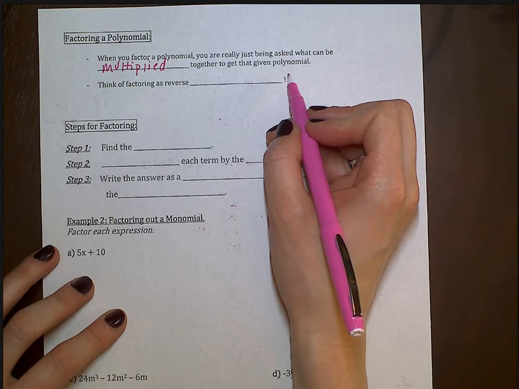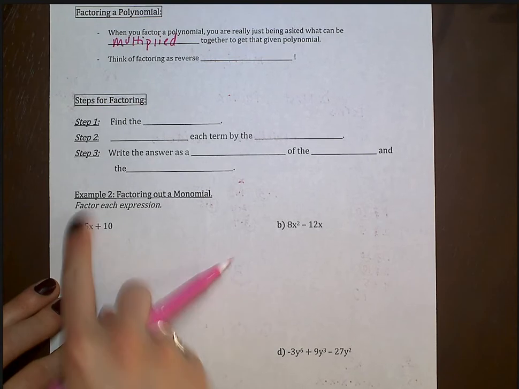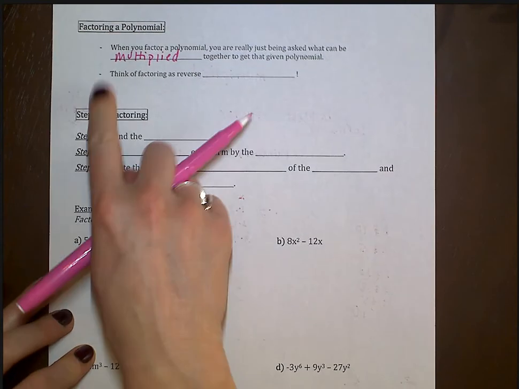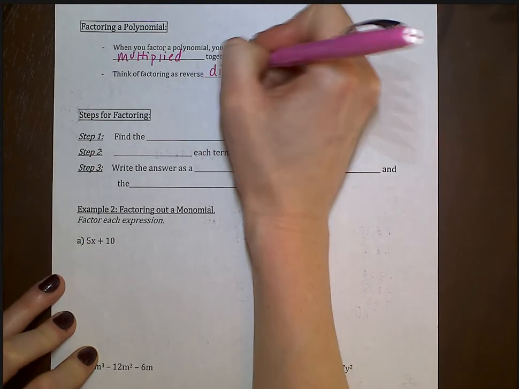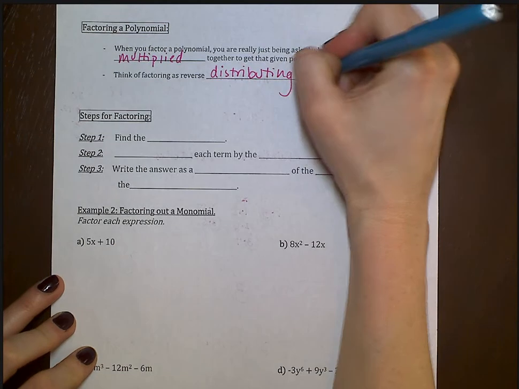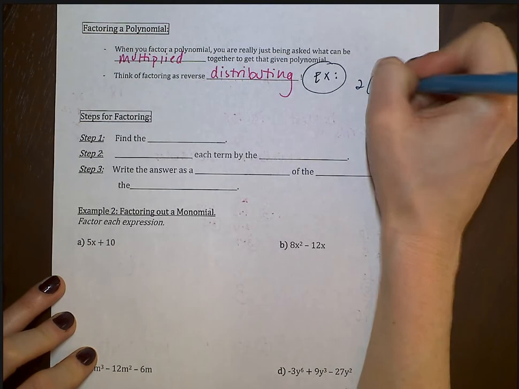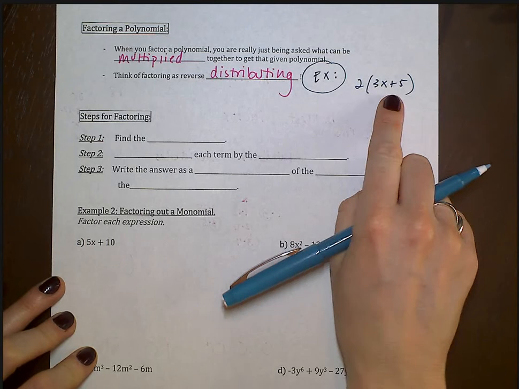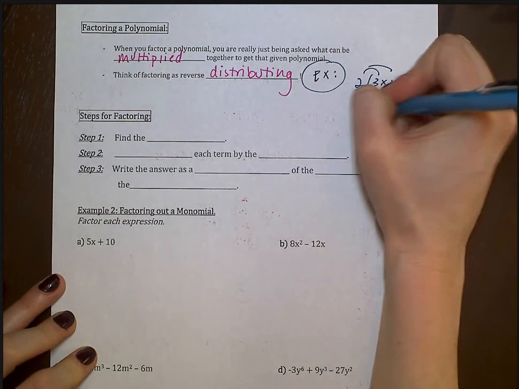Okay, so you're just thinking, here's my example, what can I multiply together to get this thing right here? I want you guys to just think of factoring as reverse distributing. So here's what I mean by that. We all know how to distribute. Let's say I give you this problem: 2 times 3x plus 5. Everybody knows I just distribute the 2 and I would get 6x plus 10.